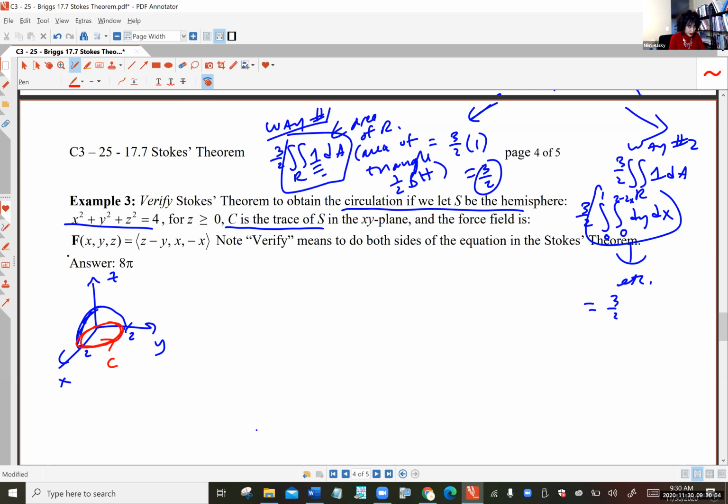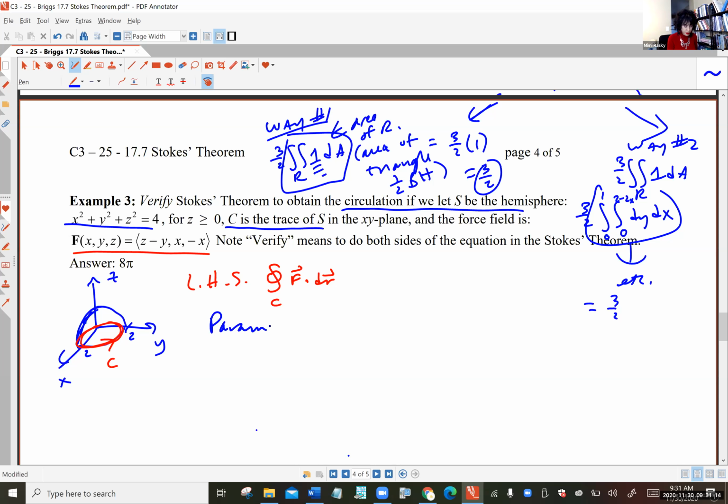So the force field is this guy here. And so, fine. If we do the left-hand side, LHS stands for left-hand side, that means we have to go do this line integral. So the first thing we need to do is parameterize the curve.